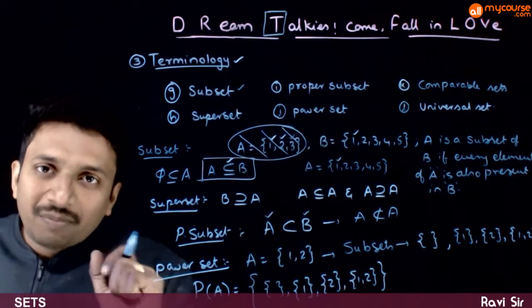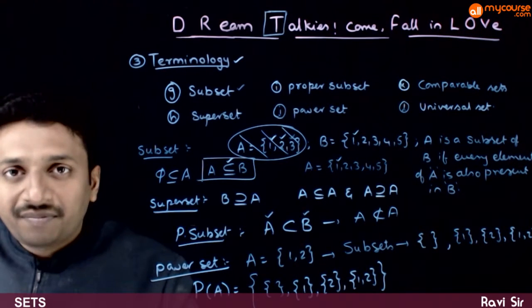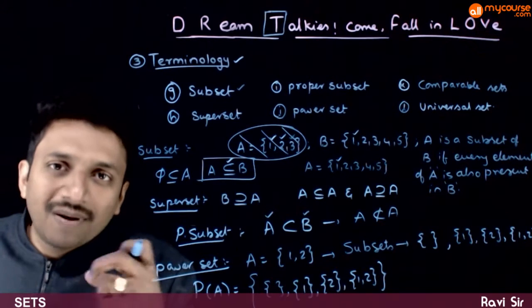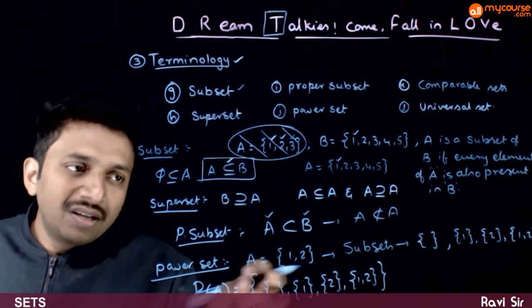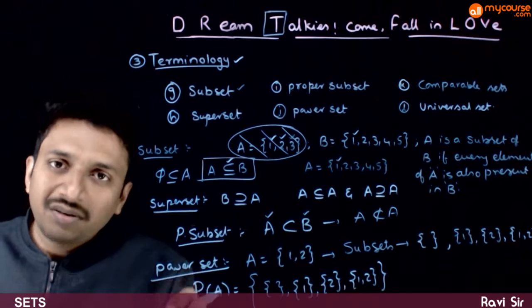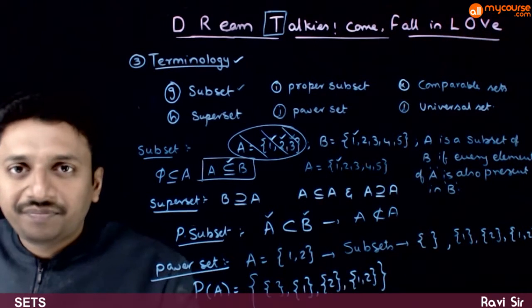So I hope this is clear. Power set of A is a set containing all the subsets of A. The power set of B is a set containing all the subsets of B. Power set of C is a set containing all the subsets of C. So to write a power set, you first have to write the subsets, and once you write the subsets, you can get the power set by enclosing all the subsets in a set.